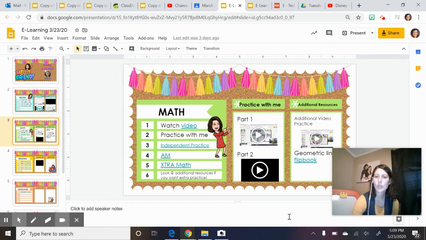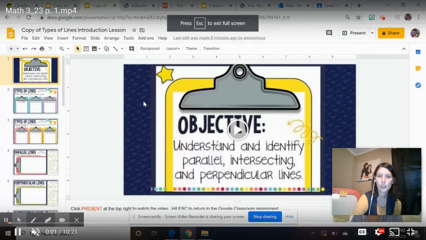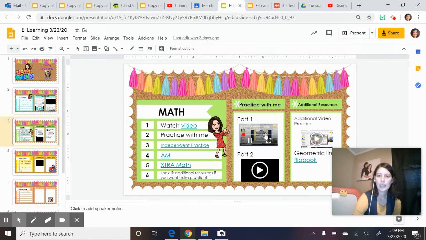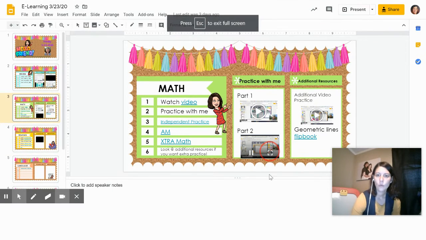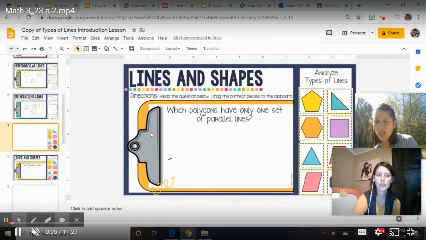All right, guys, so this is our quick math review from your work yesterday. This is what your screen looked like for yesterday's work. You were supposed to watch the video for understanding and identifying parallel and intersecting and perpendicular lines. And that was us going through all of that work. And then you should have watched the second part of that, which was us continuing the work and identifying the sides and the shapes there.